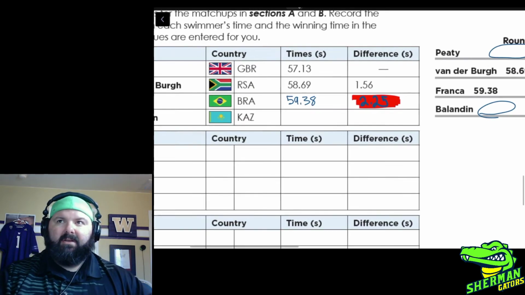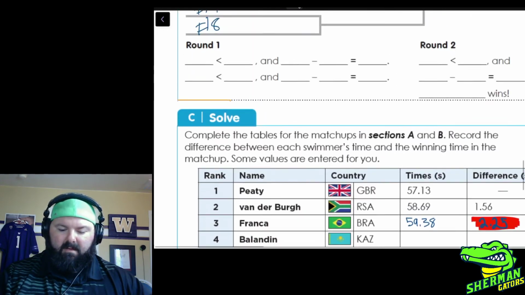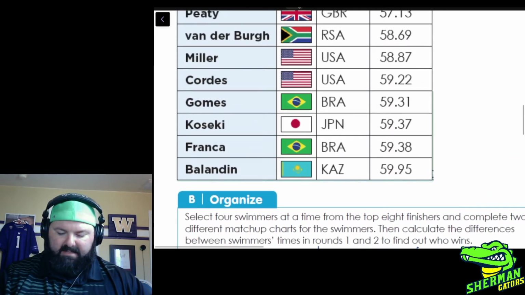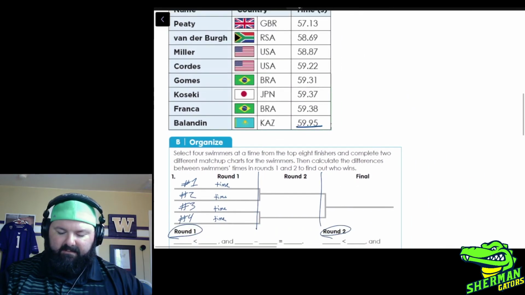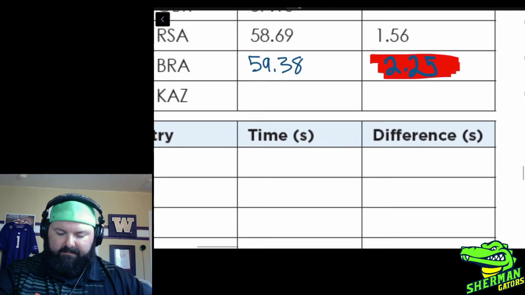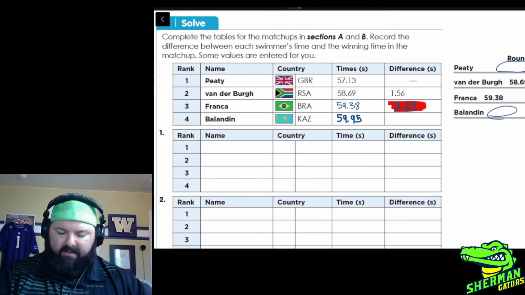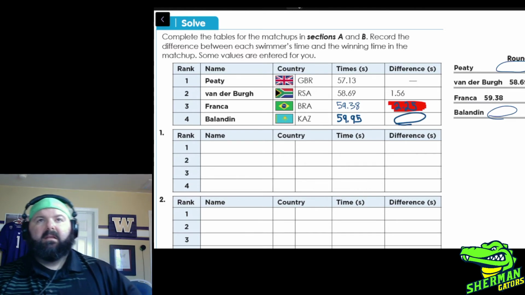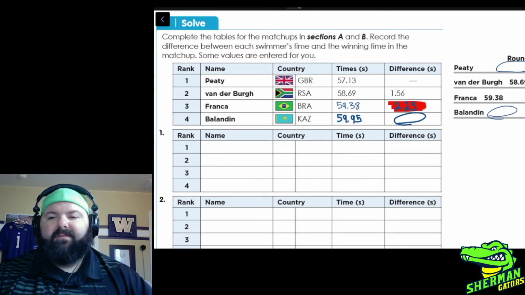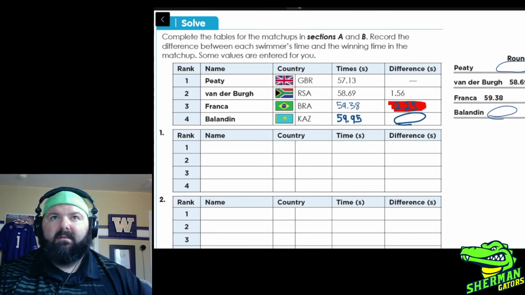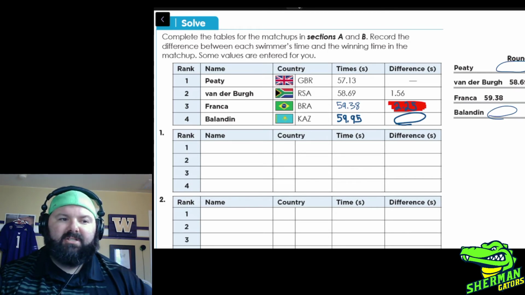2.25. Then you're going to need to figure out Baladin's time, which, let's go to the top here. Baladin's time was 59.95. And we would write it in. And then again, we're going to do that 59.95 minus the winning time, which is 57.13, and then we are going to put it in here. So I know that sounds a little confusing, but if you just slow down a bit, watch what I just did, and you'll get it, I promise you.